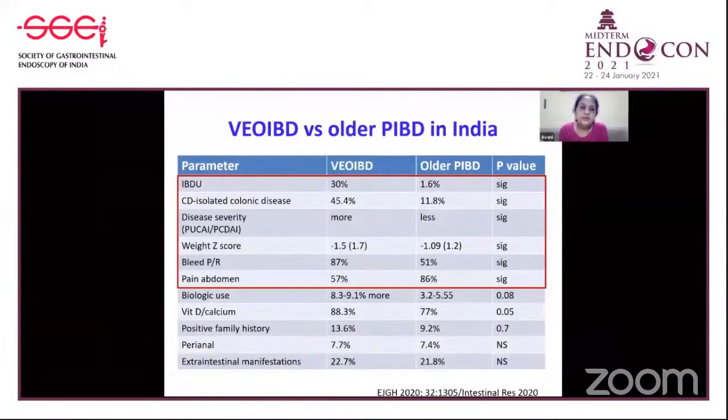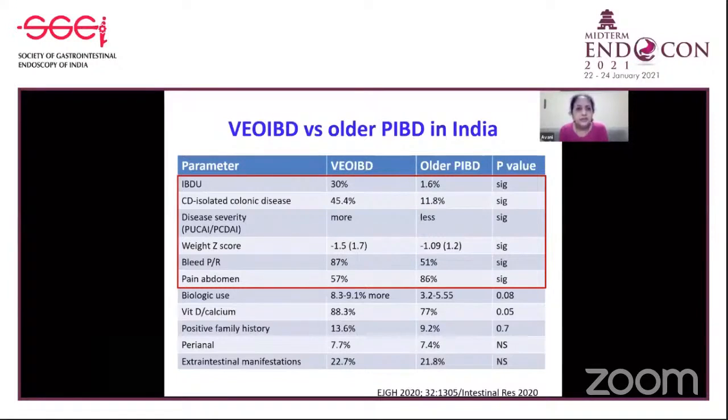Now, looking at how very early onset IBD in our experience differed from the older IBD. This is basically from two studies, one the multicentric study and the second the data from AIG. As you can see, IBD-U was more common in the very early onset IBD, 30% versus 1.6%. Even the patients who were diagnosed with Crohn's disease more often had an isolated colonic disease. And this makes differentiation between UC and Crohn's a little difficult in this age group.